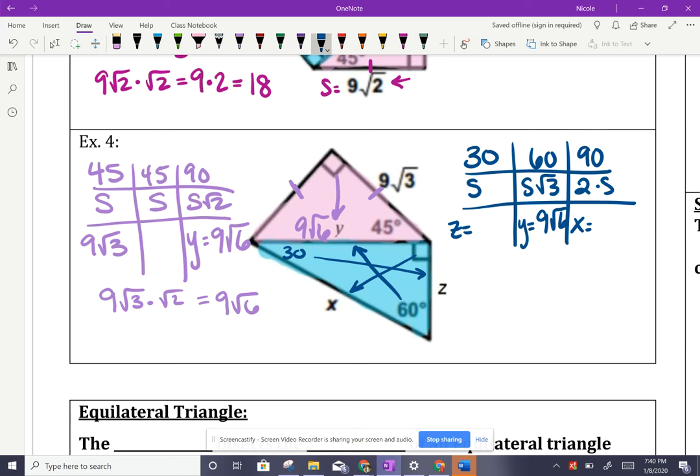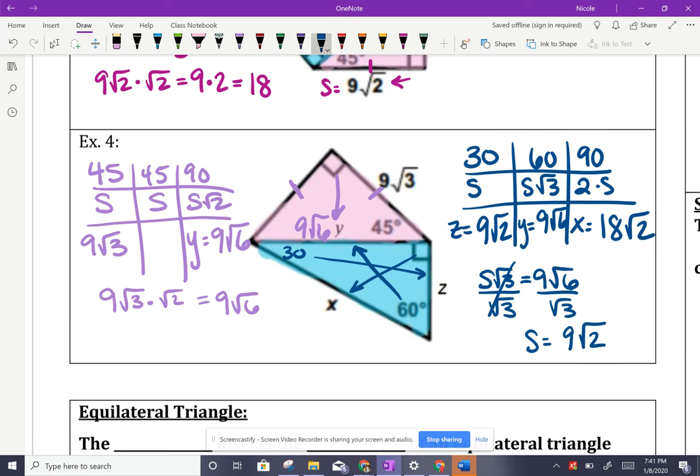So I need to isolate what my S is. I take that S root 3 and set it equal to 9 root 6. I need to divide out that root 3. So S is equal to 9. 6 divided by 3 is 2, so we go back to 9 root 2. So across from my 30 is 9 root 2. Ends up being similar to the other triangle, not quite congruent because that was 9 root 3. Sorry. And then for my hypotenuse, I multiply by 2 on the outside, so I get 18 root 2 as my final answer.